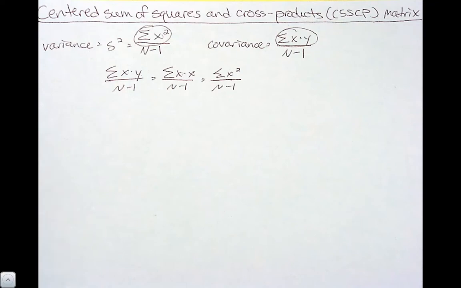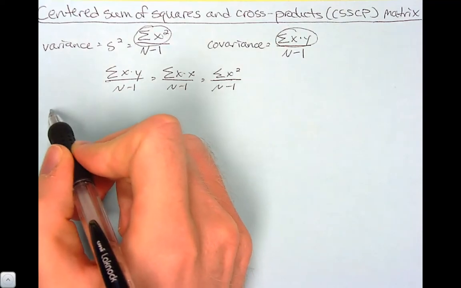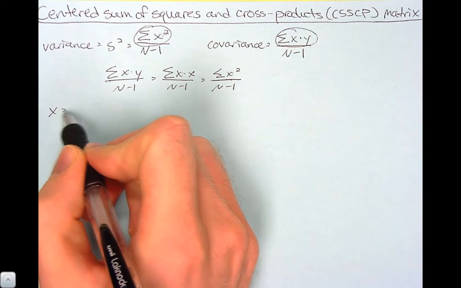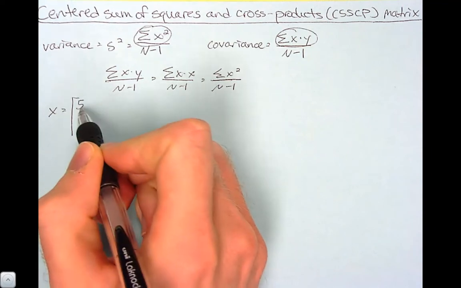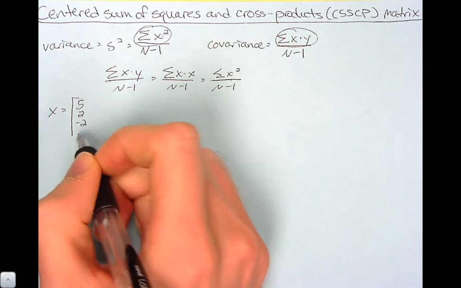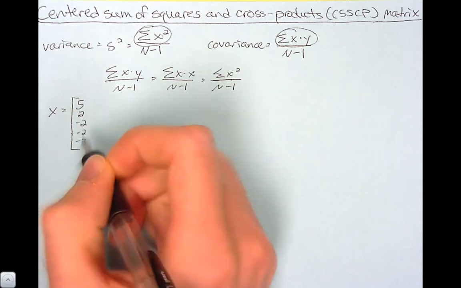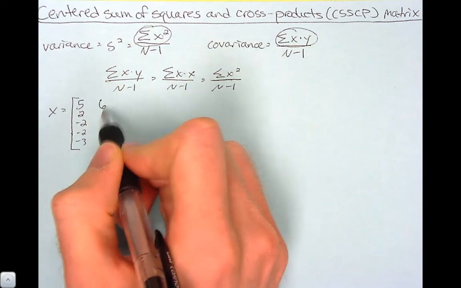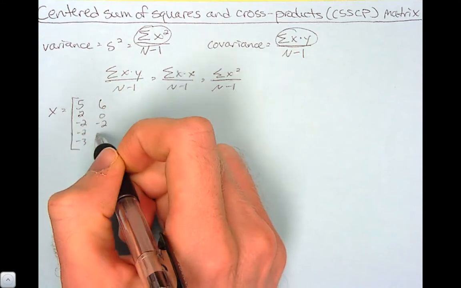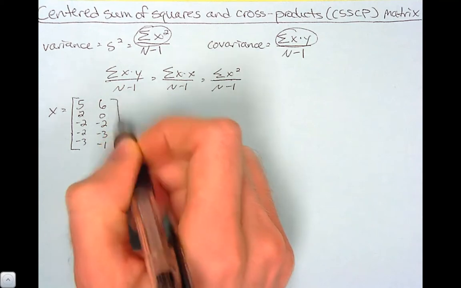Now let's use a set of deviation scores we obtained in video 3.2. Remember, we had a matrix of 5 observations and 2 variables in which we subtracted a matrix of those 2 variables means from it to obtain the deviation scores, and we labeled this matrix X. So if you recall, we had X, 5, 2, negative 2, negative 2, negative 3, and on the second variable, 6, 0, negative 2, negative 3, negative 1.